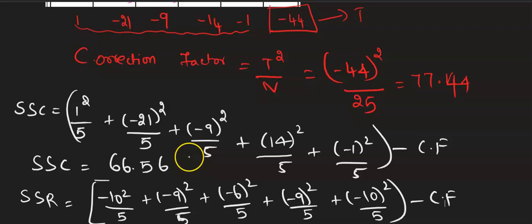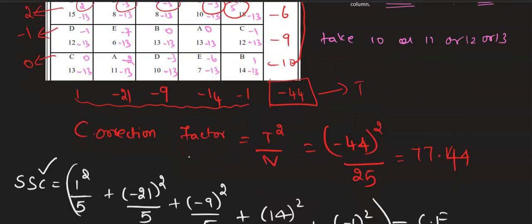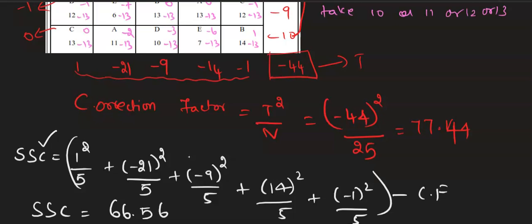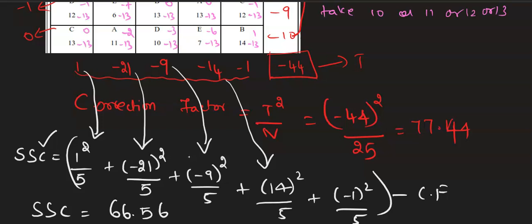So it is the same. Since we are taking SSC, we are writing column-wise total values. So what is the column-wise total that we are having? 1. So I have written 1 square by, here minus 21 square, minus 9 square, minus 14 square. Anyhow, this will become plus 14 only.